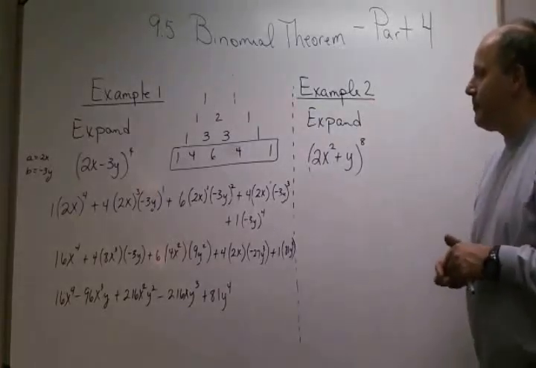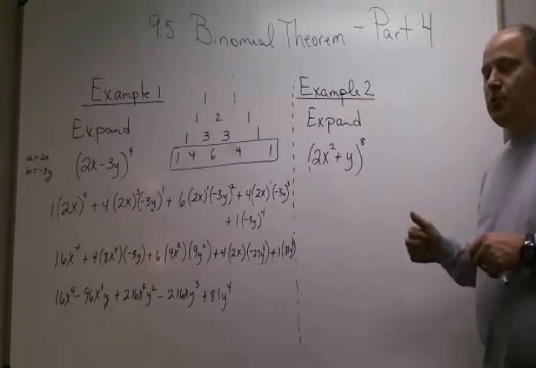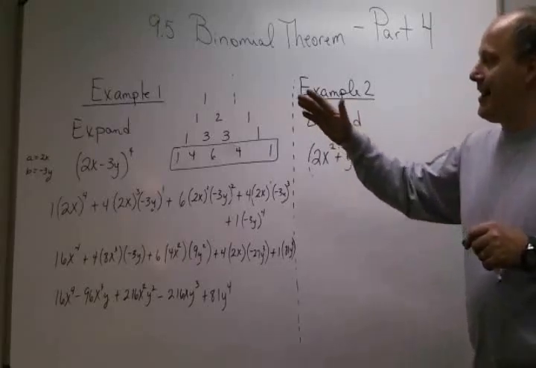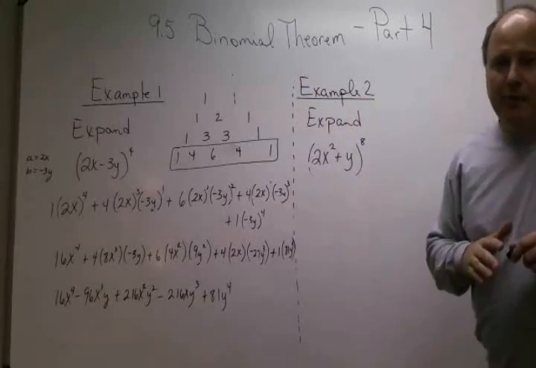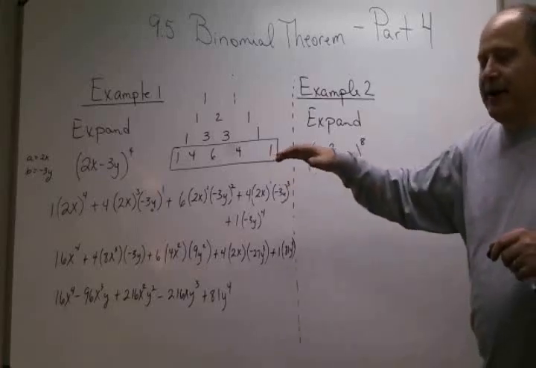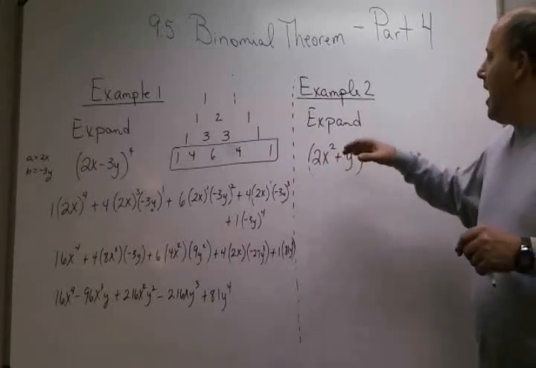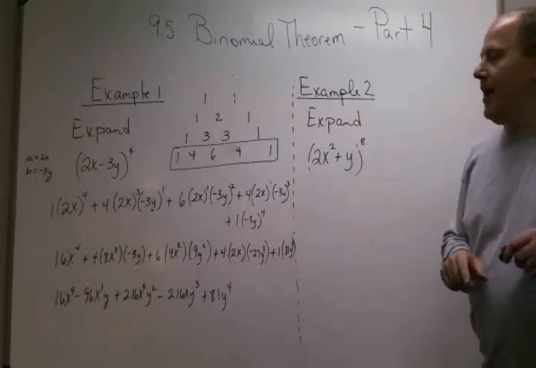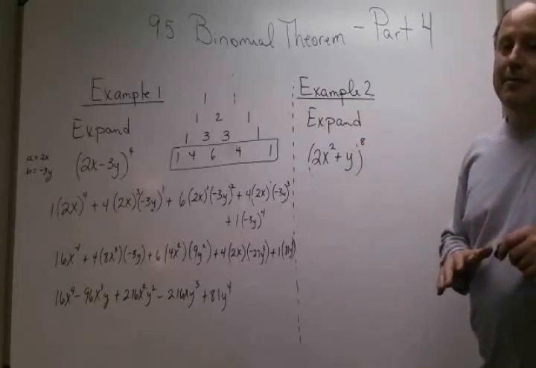Now, the next example is (2x² + y)^8. If I'm going to do this problem exactly like I did example 1, I'm going to have a real kind of big trouble finding those binomial coefficients because I have to go down 8 levels of Pascal's triangle. And this is a problem I'm not going to finish.